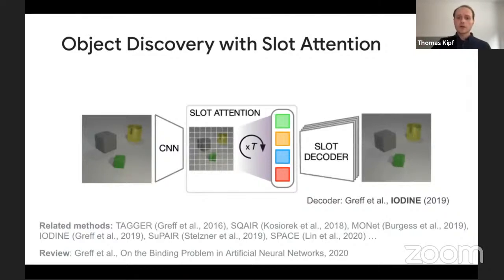And each slot decodes an image and an alpha map, a map that tells you how likely each pixel is to be reconstructed in the final image, so that you can then recombine all these images into one single image. So it's like you have RGB and an alpha channel for each slot.